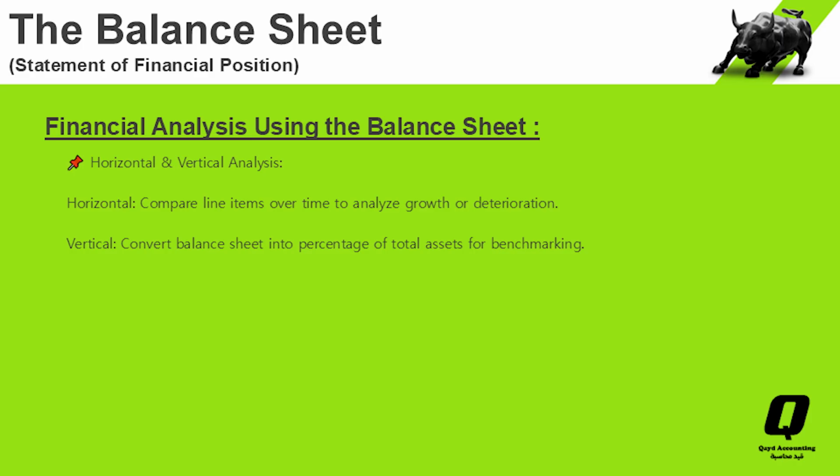Horizontal and vertical analysis. Horizontal: compare line items over time to analyze growth or deterioration. Vertical: convert the balance sheet into percentages of total assets for benchmarking.